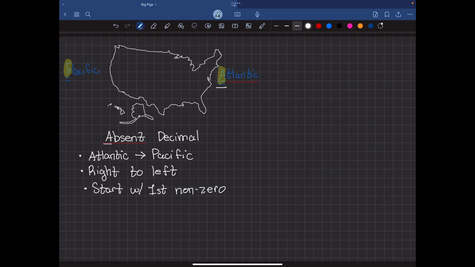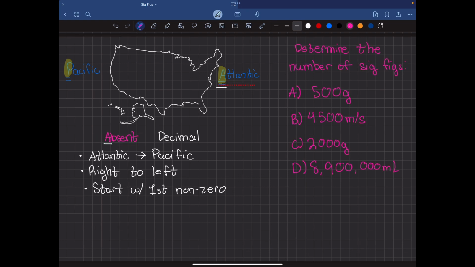Alright everyone, so now let's go into the examples where we may not have a decimal present. So in my last rule, remember, I said when there's a decimal P for present, we read from the Pacific Ocean all the way to the Atlantic, or from left to right. Now, when there is a decimal absent, or there's no decimal there, A for absent, we're going to read from the Atlantic, from the right, going towards the Pacific, right going to left. So, let's just get started with some examples so you guys can feel more comfortable with it.